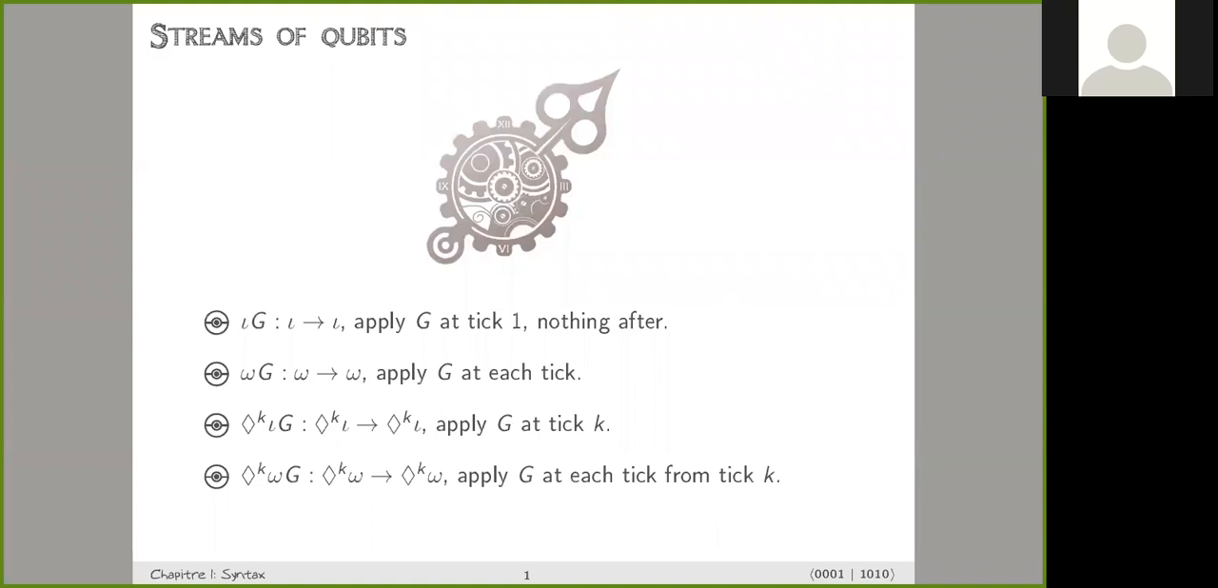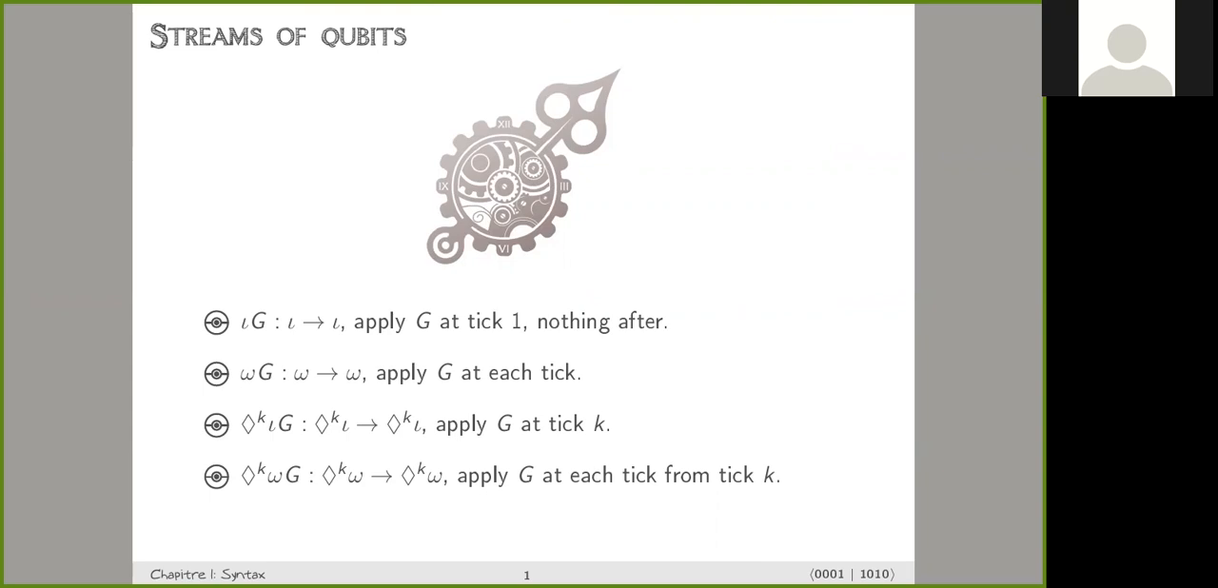What we do here is that we assume that we have a global clock, okay? And we will have a new kind of wires containing streams of qubits. What's happening in a stream of qubits is that at tick 1, you receive a qubit, at tick 2, you receive a qubit, and you do this forever. So at each tick, you receive some qubits, you do some computation, and you output some other qubits.